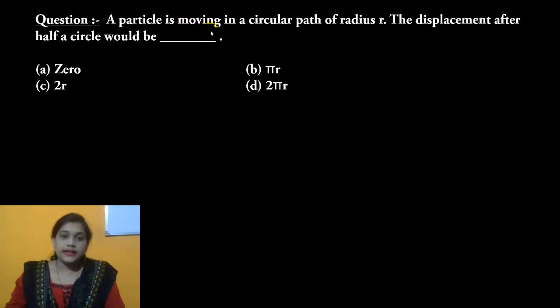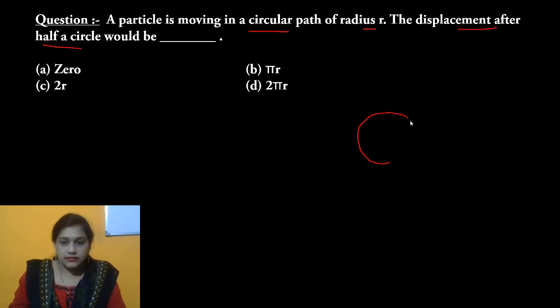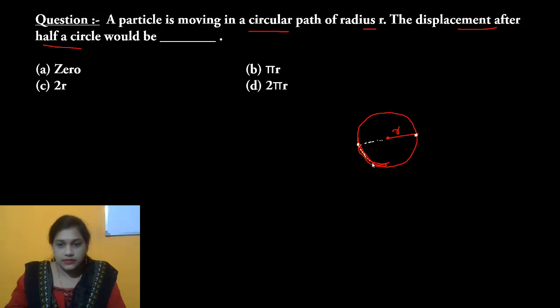The question is, a particle is moving in a circular path of radius r. The displacement after half a circle would be. Okay, so these are the four options. You can see, suppose this is a circle and its radius is r. So a particle moving in a circular path of radius r covers half of the circle. A particle is starting from here and it ends its journey here, exactly half of the circle.